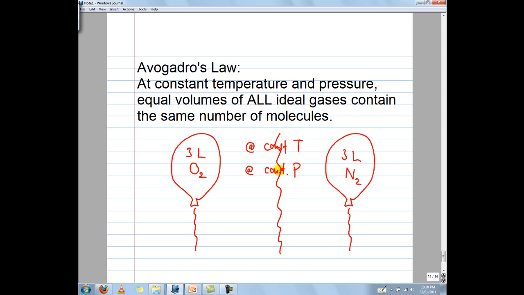pressure, so the temperature and pressure must remain the same, then equal volumes of all ideal gases contain the same number of molecules. Meaning, if I have 3 liters of oxygen gas and the temperature and pressure don't change, then 3 liters of nitrogen gas would contain the exact same number of molecules as this one over here. Similarly, if I have 3 moles of oxygen gas and 3 moles of nitrogen gas, then they should have the same volume as each other as well.